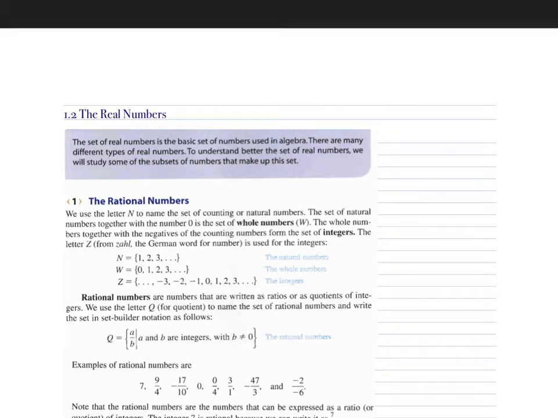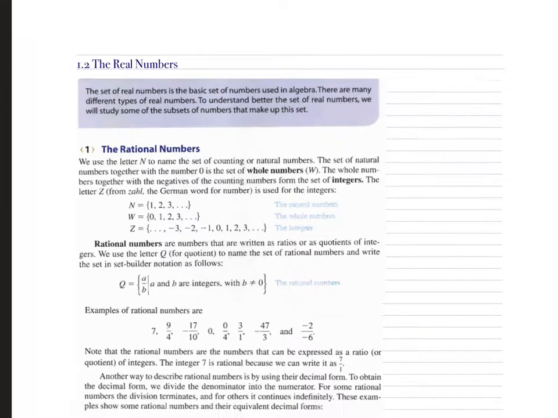1-2, the real numbers. This lesson goes over rational numbers and irrational numbers. Keep in mind that our natural numbers are 1, 2, 3, 4, 5, all the way up to infinity, so any positive number from 1 to infinity that does not include a fraction or a decimal. Your whole numbers, represented by W, are 0 to infinity, no fractions or decimals. And then Z is the set of integers, so anything from negative infinity to positive infinity, including 0, that does not have a fraction or a decimal attached to it.